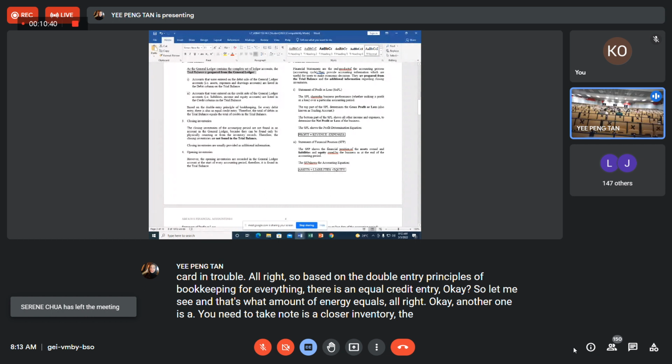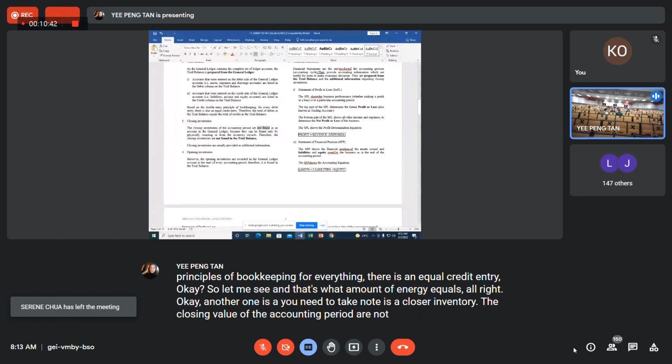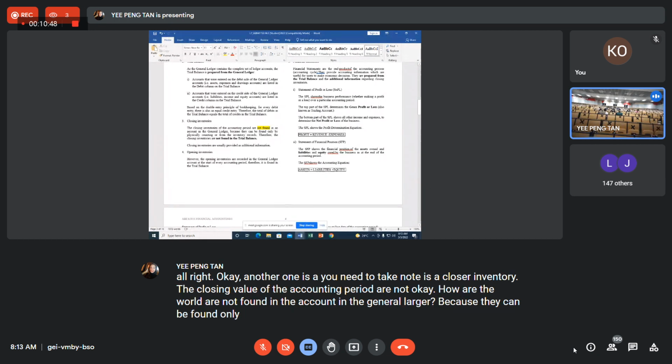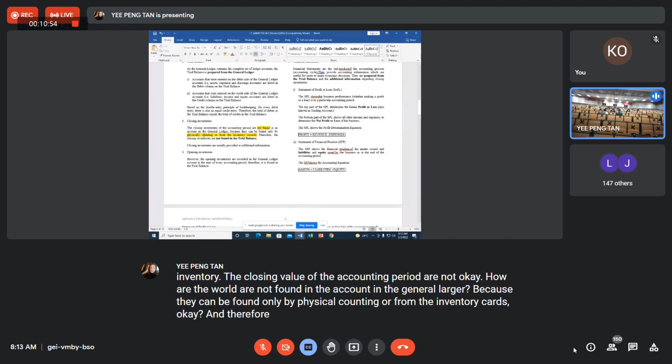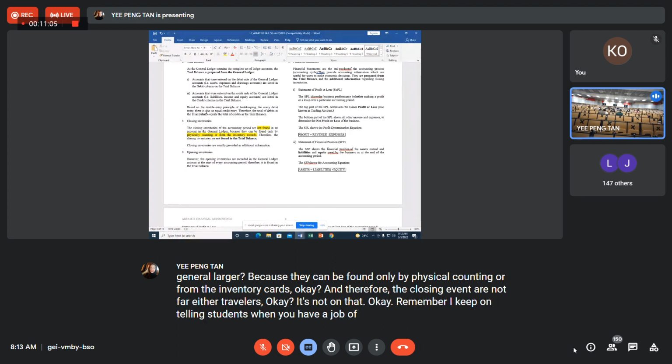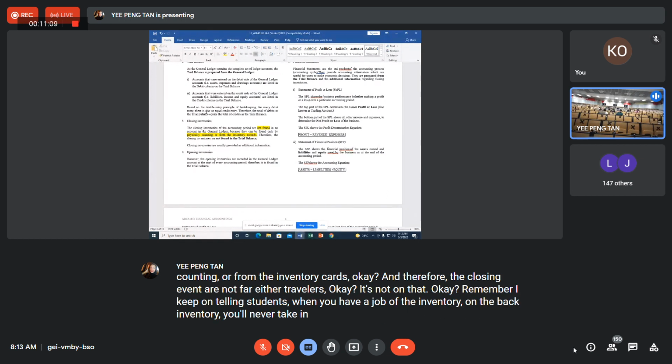The closing inventory of the accounting period is not, highlight the words, not found in the accounts in the general ledger, because it can be found only by physical counting or from the inventory cards. Therefore, the closing inventory is not found in the trial balance. Take note of that. Remember, I keep telling students, when you have a drawing of inventory or you buy inventory, you never debit inventory, but you debit purchases.